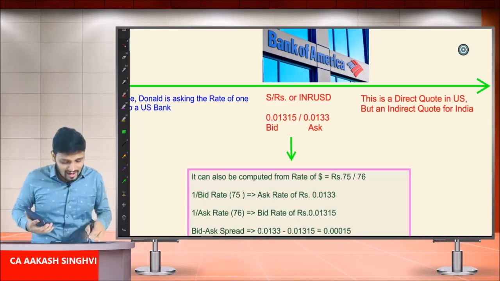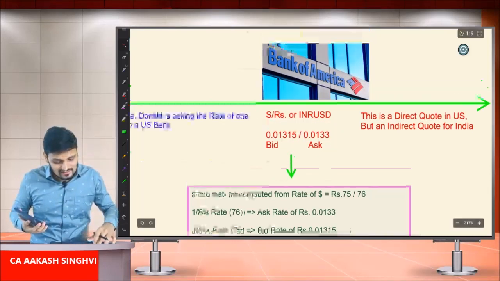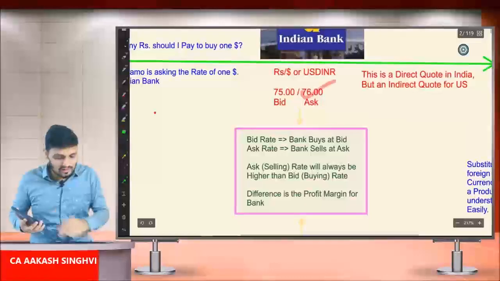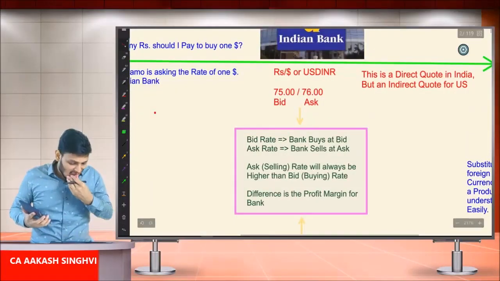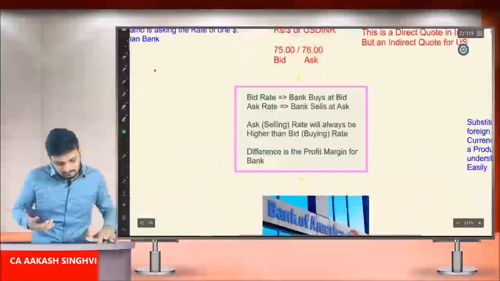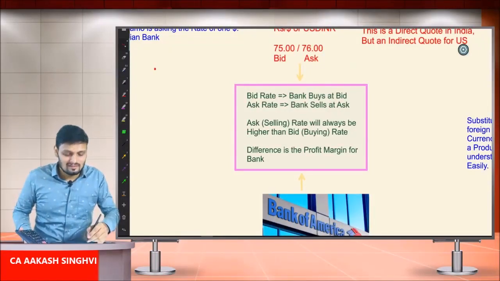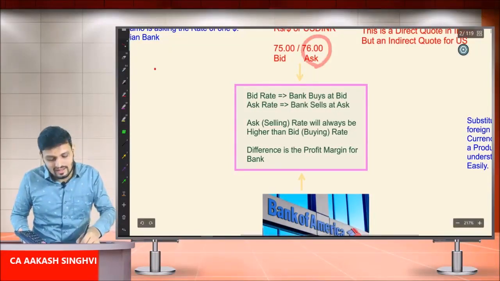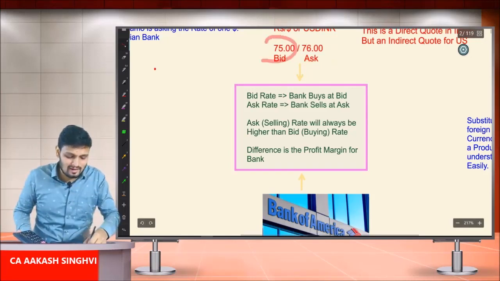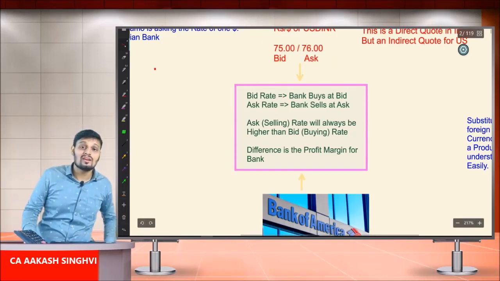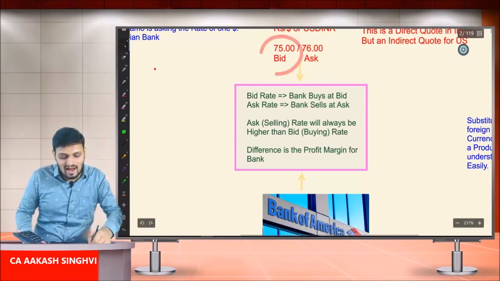How did we arrive at this bid and ask rate? Let us say we arrived at this from this particular rate. One more conclusion I want to make here. From a bank's point of view, the ask rate will always be higher than the bid rate. We have concluded one point here: the ask rate will always be higher than the bid rate.